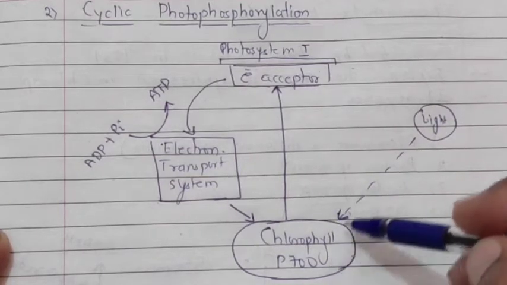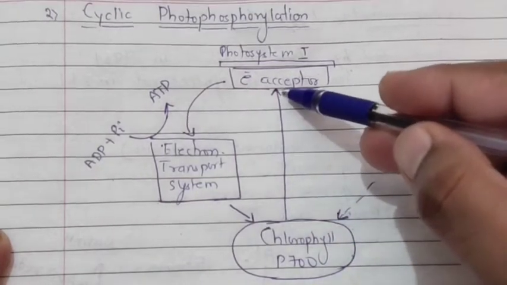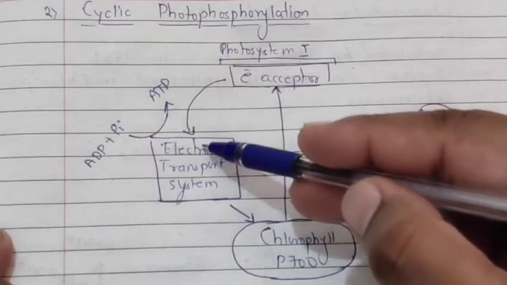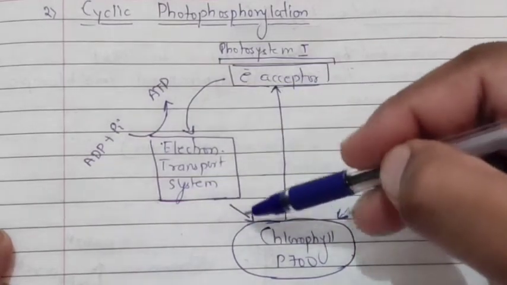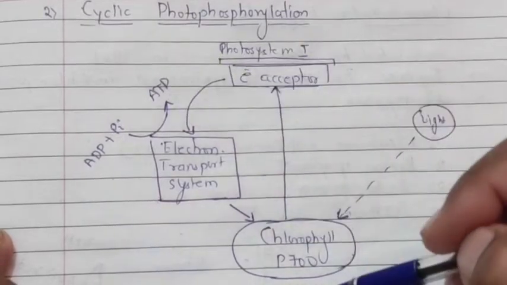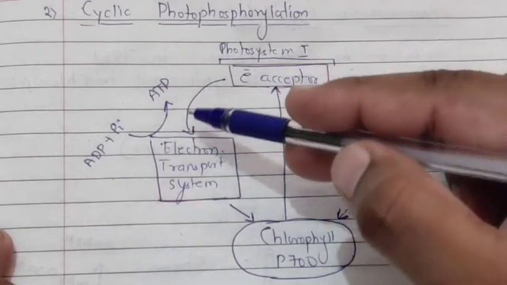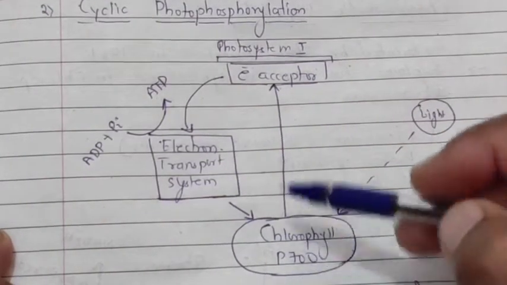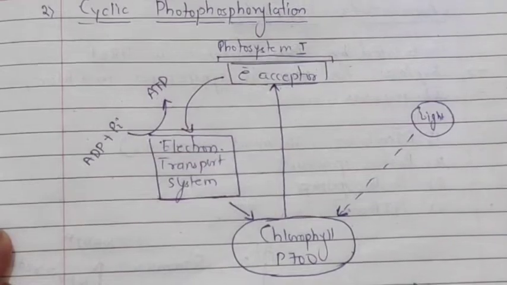When photosystem 1 receives the light, it causes the loss of an electron, and this electron is accepted by the electron acceptor. Further, it transports these electrons to the electron transport system. From the electron transport system, once again these electrons come back to photosystem 1, causing the cyclic flow of electrons. During this cyclic flow of electrons, there is a formation of ATP. So the synthesis of ATP in chloroplast in presence of light during cyclic transfer of electrons is called cyclic photophosphorylation. Clear? Okay, let us have a look at the points.